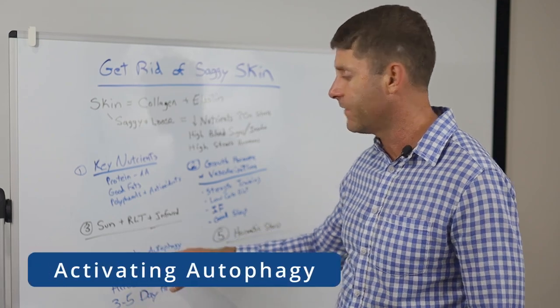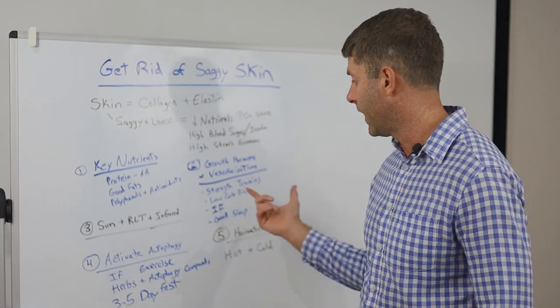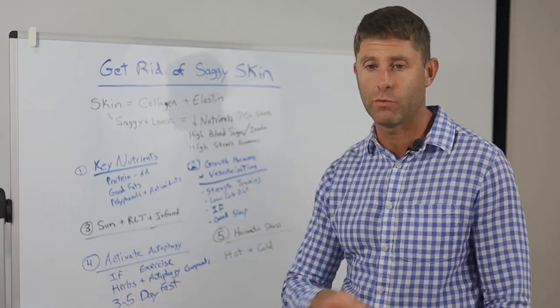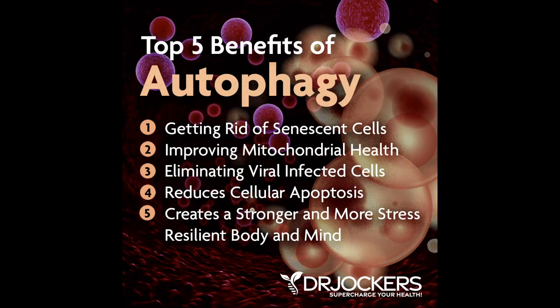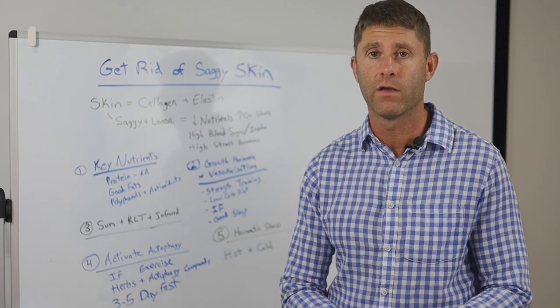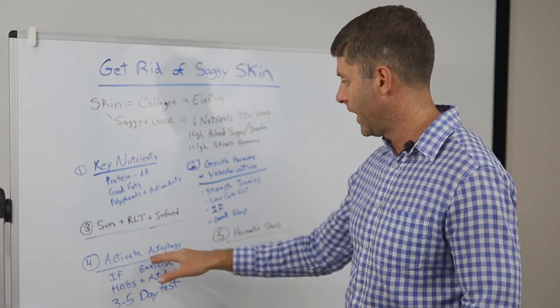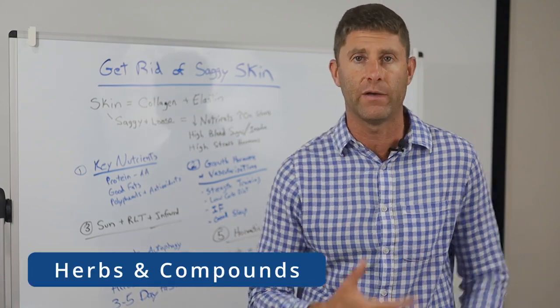Number 4, activating autophagy. We already talked about intermittent fasting. Exercise is a great way to activate autophagy, where our body actually breaks down all the damaged skin cells and the damaged mitochondria within the skin cells. We call that mitophagy. So we actually break those down, get rid of the bad ones and add in good ones, or repair ones that are damaged but not beyond repair, right? So they can be repaired so they can function optimally. Well, how do we do that? Again, intermittent fasting, exercise, and then there's also herbs and compounds that help.